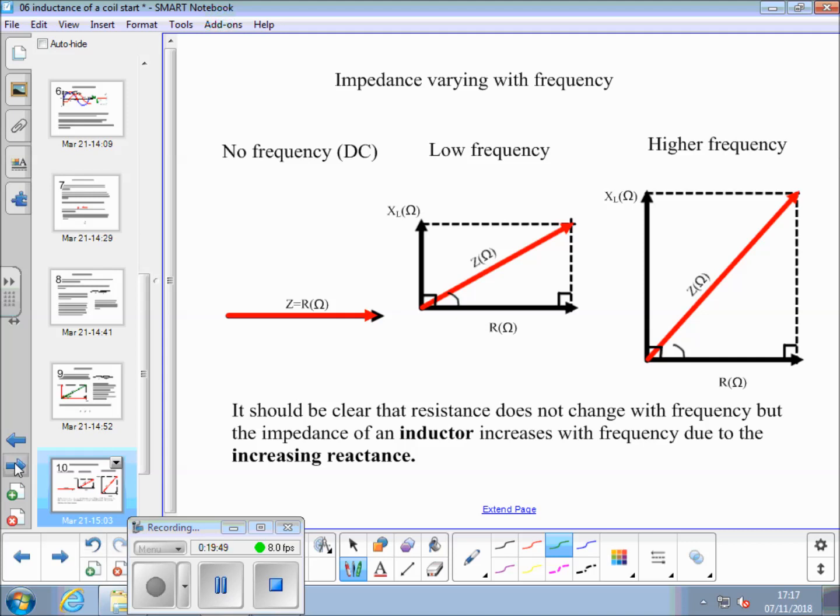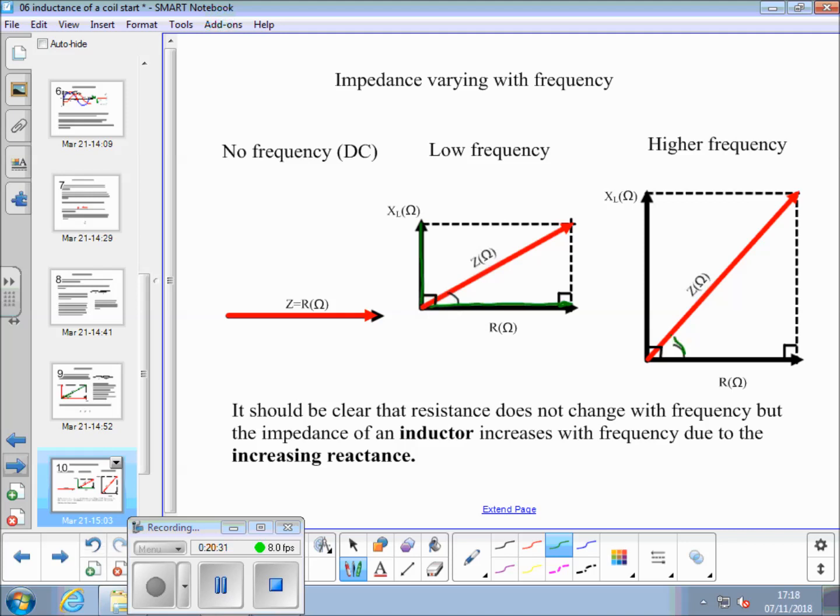So, impedance varying with frequency. If we have DC, no frequency, there's no XL part, and therefore impedance and resistance are in line with each other and have the same value. At lower frequencies, XL is relatively small, and R's there, and we've got an impedance there, Z. If we increase frequency, the XL line gets bigger, the R line stays the same length.